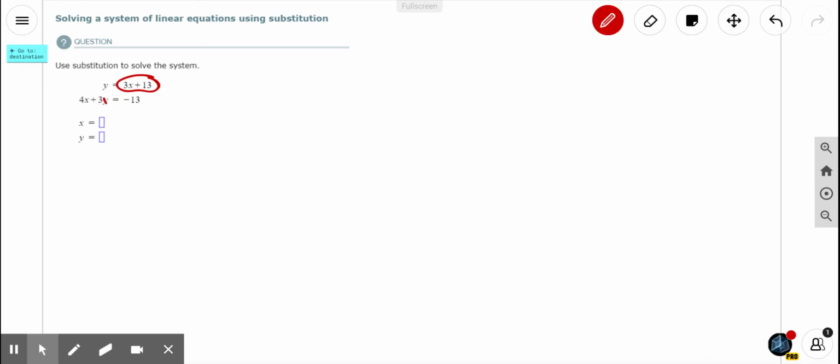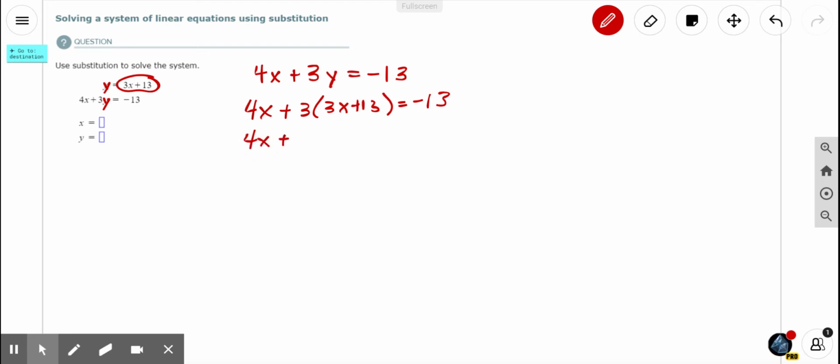So do you see where this y is? What we're going to do is replace this y with this value, this 3x plus 13. So you write 4x plus 3y equals negative 13. And now we're going to substitute in, hence the name substitution. So 4x plus 3, and now we're going to substitute in that value, 3x plus 13, equals negative 13. I didn't line up my equal sign because I didn't anticipate the space well. I'll be nicer on the rest of the problem. 9x plus 39 equals negative 13.